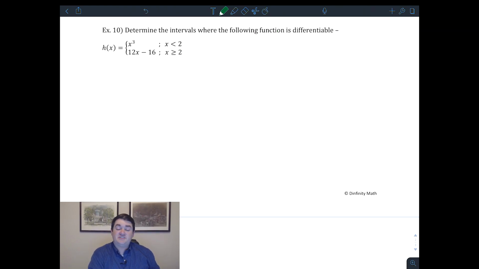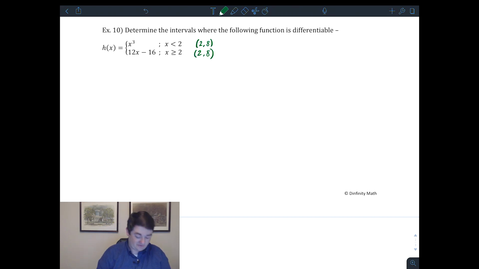And last one for today, same as up above, determine the intervals where the following function is differentiable. I noticed right away that x cubed and 12x minus 16 are both differentiable everywhere, so I want to know what happens at that breaking point. What's happening at 2? First of all, is this function continuous? When I plug in 2, I get the point 2 comma 8. And when I plug 2 in on the bottom equation, I get the point 2 comma 8. So it's continuous. These two pieces come together at the point 2 comma 8, but do they come together in a smooth way or with a sharp turn?